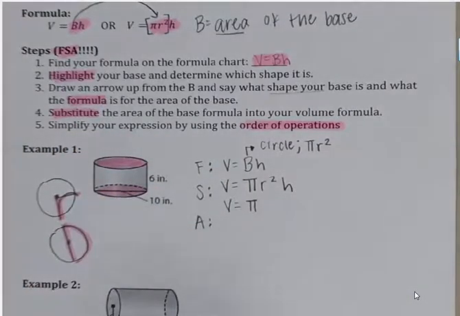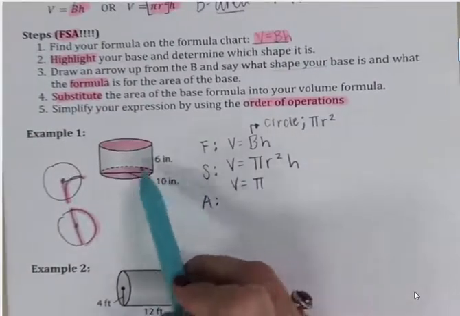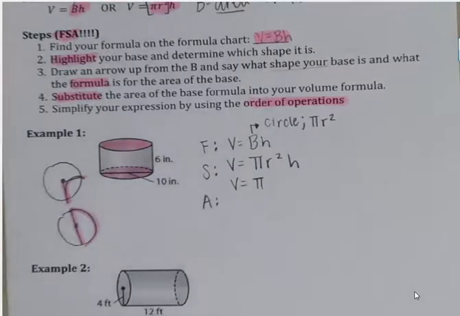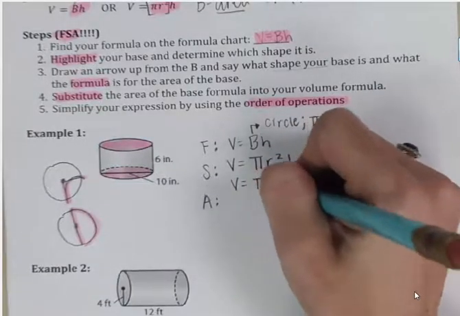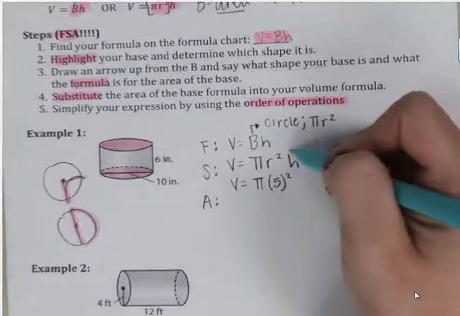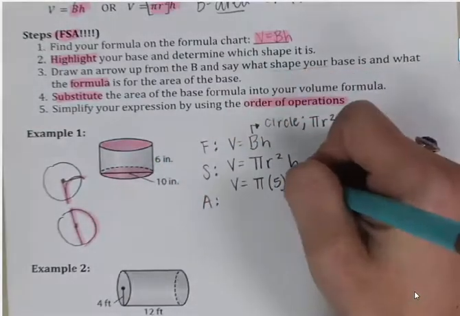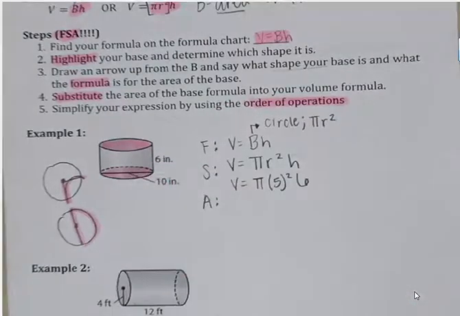Alright, so this gave me my radius or my diameter. It gave me my diameter. Half of your diameter is your radius. So what's half of 10? Good. Half of 10 is 5 squared times the height. What's the height? The height is 6. Okay, the height will never have anything to do with your bases.